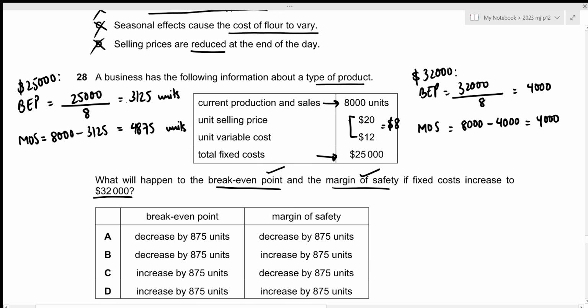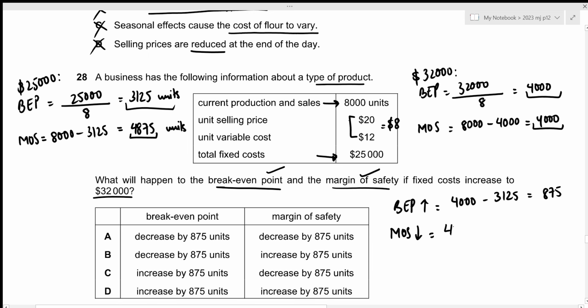So previous break-even point was 3,125, now it's 4,000. So break-even point has increased, and the increment is of 4,000 minus 3,125, which is 875. For margin of safety, previously it was 4,875, now it's 4,000, which means that it is being decreased. So the decrement is of 4,875 minus 4,000, which results in 875.